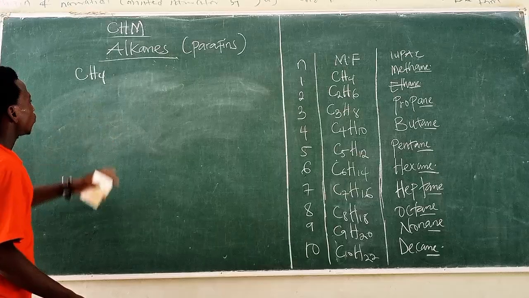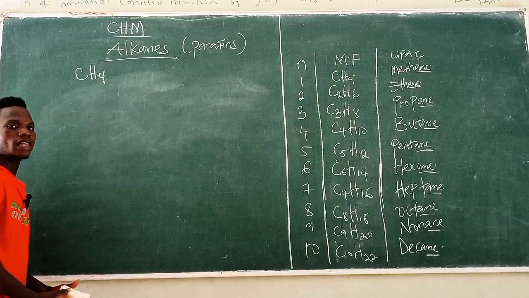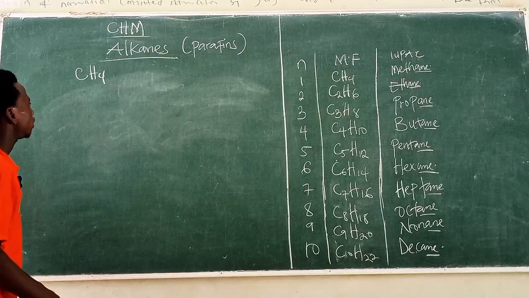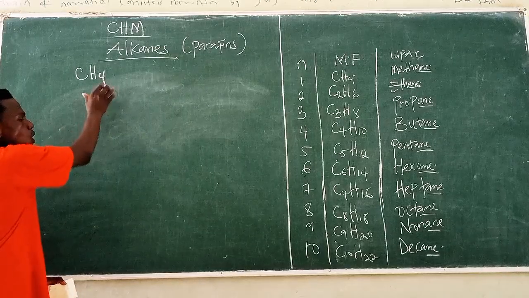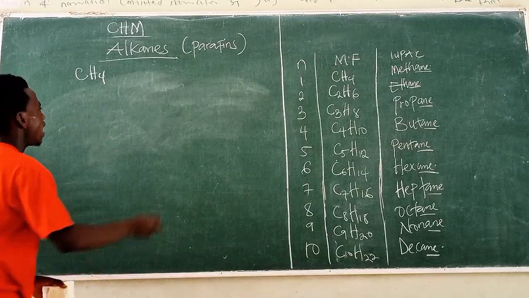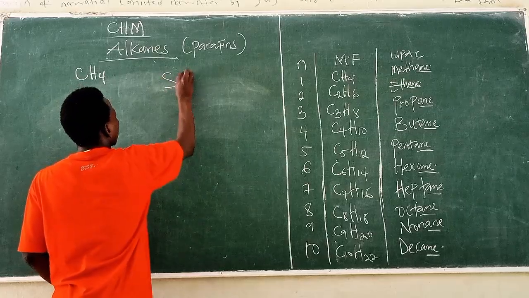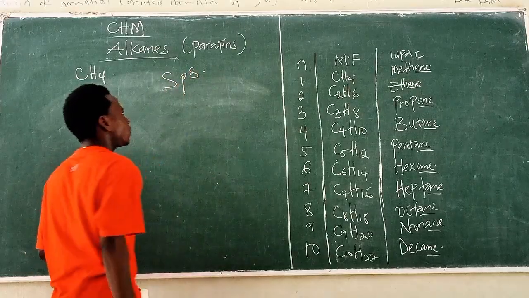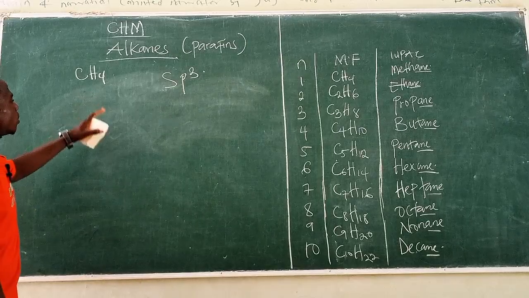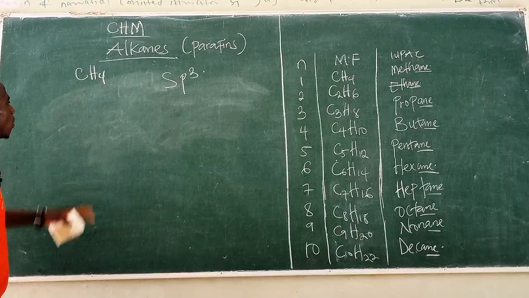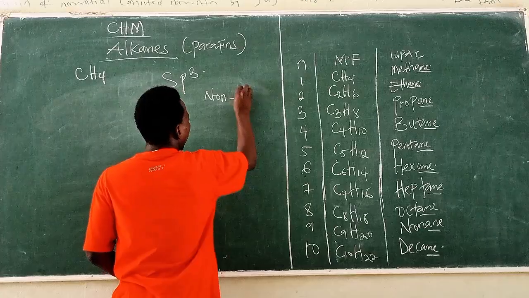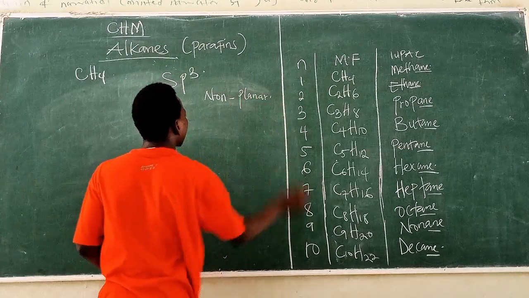For this first member of alkane, which is the simplest organic structure, we have a carbon atom that is covalently bonded to 4 hydrogen atoms. This particular carbon is sp3 hybridized. As a result of that, this particular carbon is non-planar.